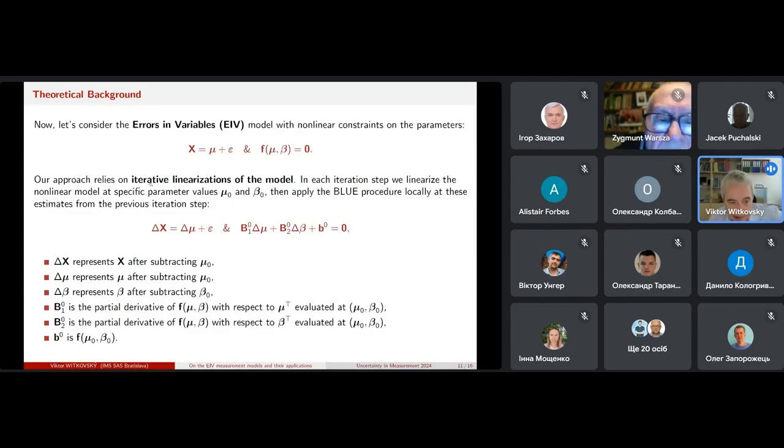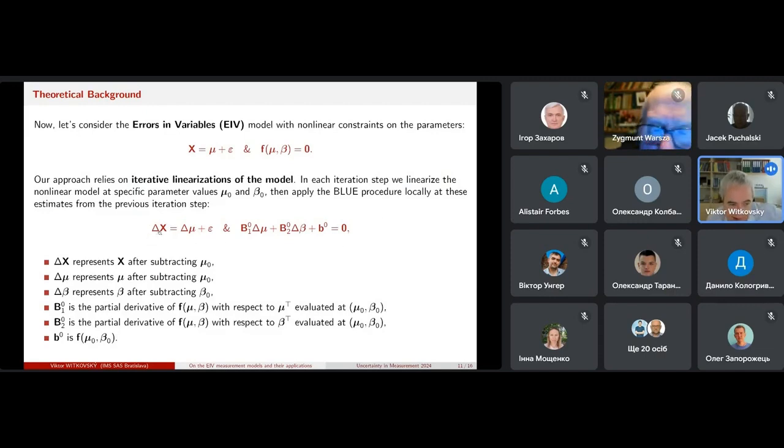So what we are doing in each step, we iteratively linearize the model. In each iteration step we linearize the nonlinear model at specific parameter values. We should start somewhere at mu0 and beta0, and then apply in this linearized model the BLUE procedure. It is the best linear unbiased estimation procedure locally in this linearized model. This is technically how we linearize the model.